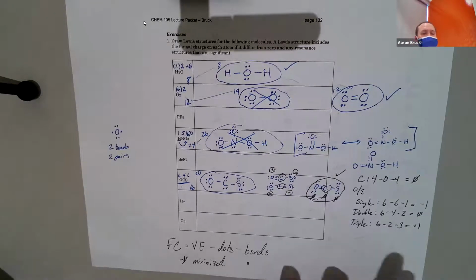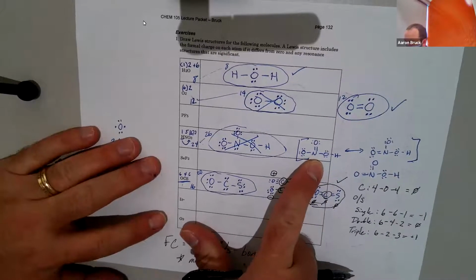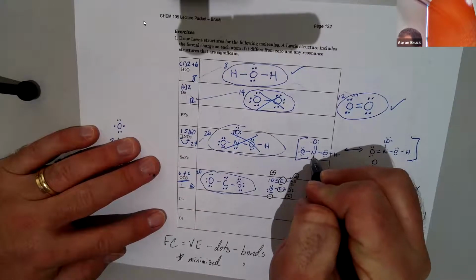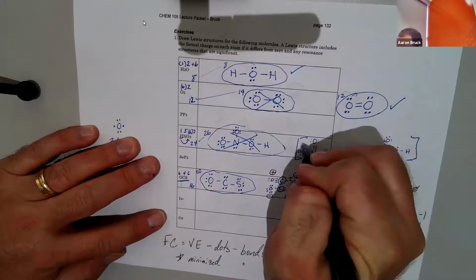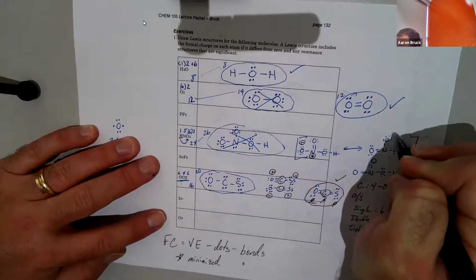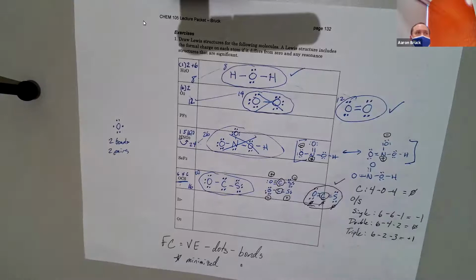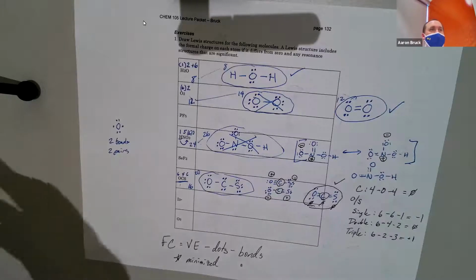Now, there are some cases where formal charge is unavoidable. Take your nitric acid, for example. If I follow the same kind of guidelines, I'm going to notice that I have a positive charge on the nitrogen and a negative charge on whichever oxygen is single bonded. That's unavoidable. And the reason why it's unavoidable is nitrogen and oxygen are incapable of breaking the octet rule. So since they can't break the octet rule, they're just going to kind of have to make do with whatever bonds that they can make.